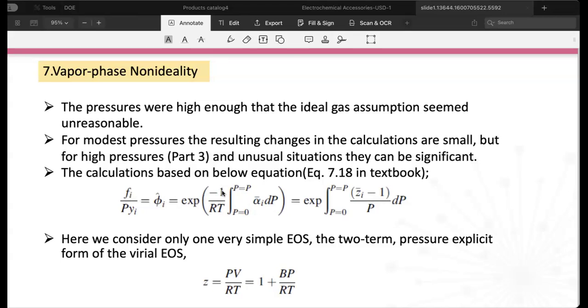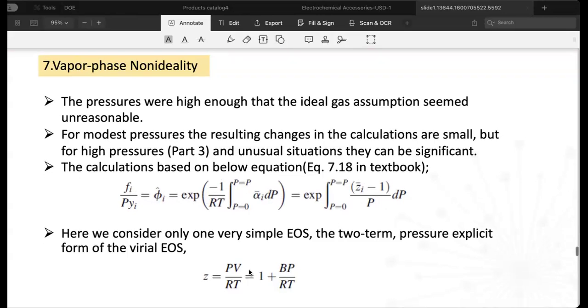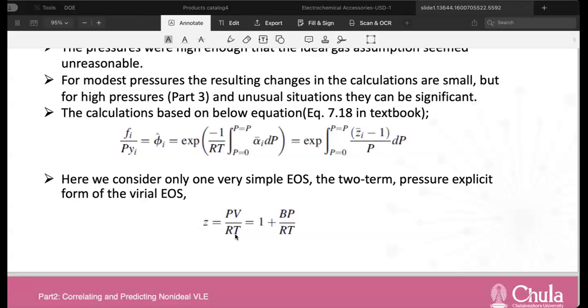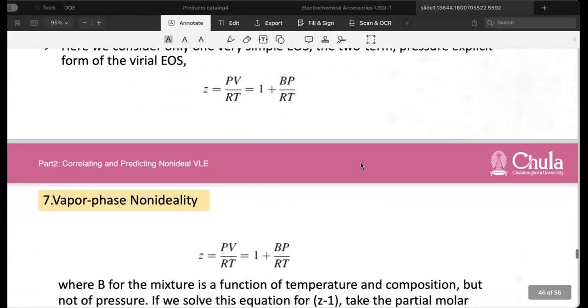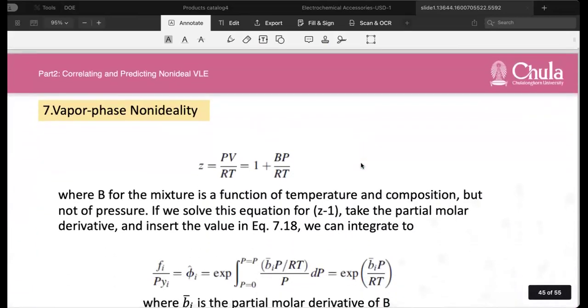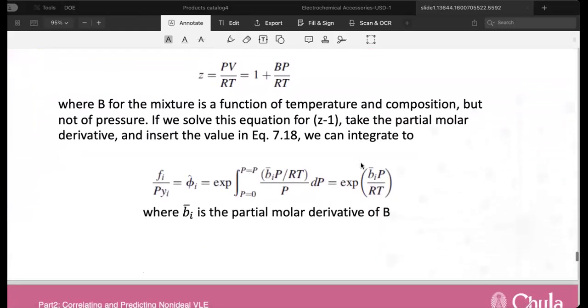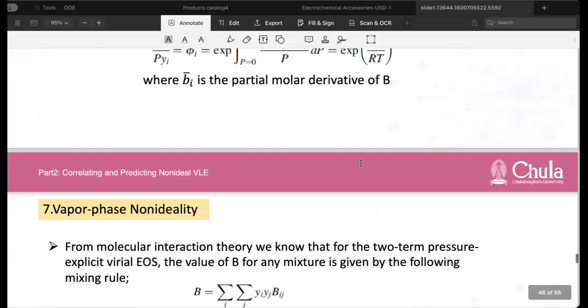exponential of minus 1 over RT, integrate from P0 to P, alpha i dP. So you replace this with Z, the compressibility factor, and then you can use an EOS to calculate it. Yes, that is how we accommodate the non-ideality in the vapor phase.